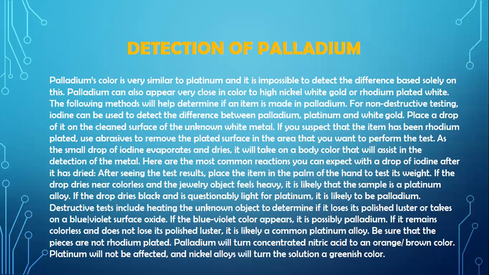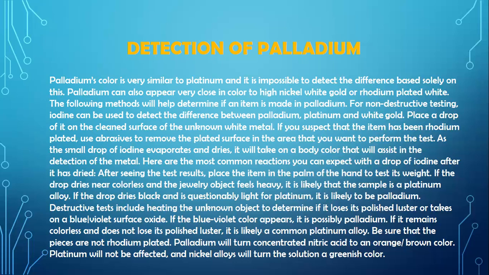As the small drop of iodine evaporates and dries, it will take on a color that will assist in detection of the metal. Here are the most common reactions you can expect with a drop of iodine after it has dried. After seeing the test results, place the item in the palm of your hand to test its weight. If the drop is nearly colorless and the jewelry object feels heavy, it is likely that the sample is a platinum alloy. If the drop dries black and the item is questionably light for platinum, it is likely to be palladium.